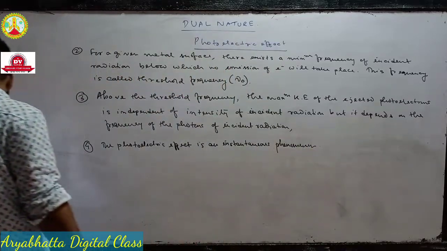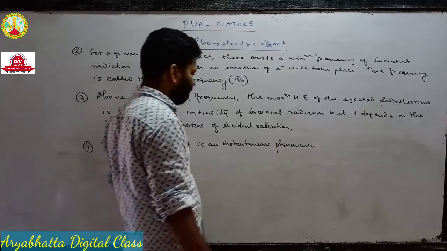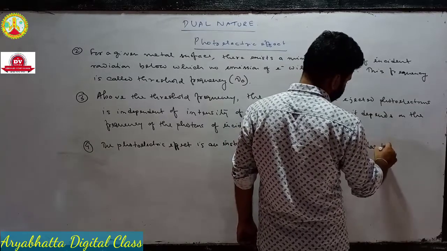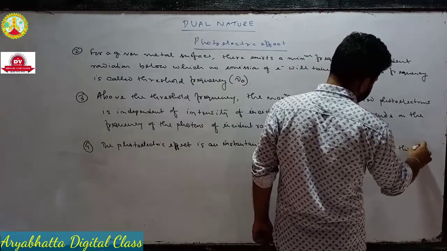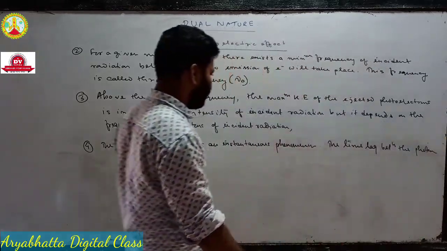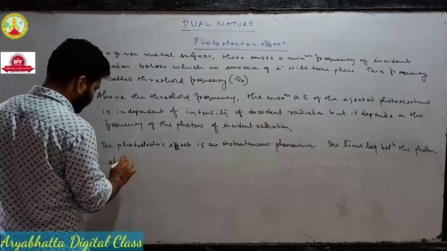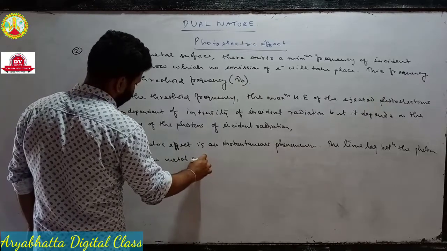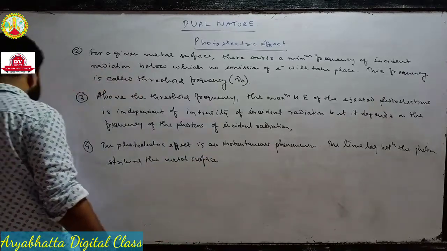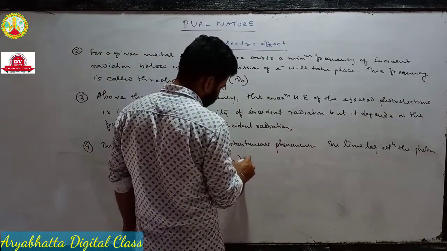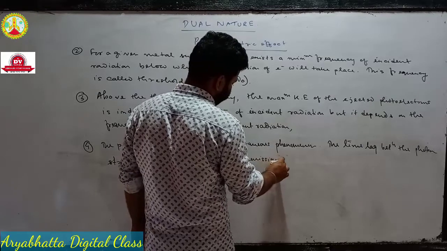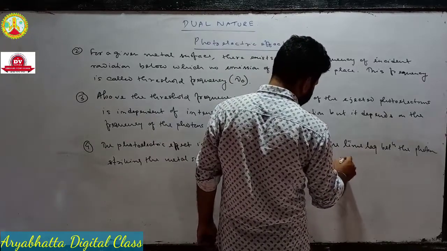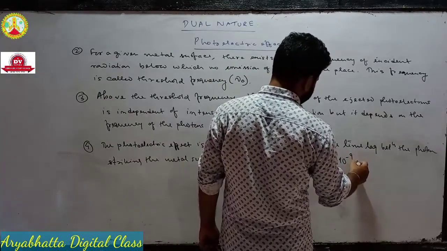ठीक है, the time lag between the photon striking the metal surface and emission of photoelectron is 10 to the power minus 9 सेकेंड. देखो ये कितना कम है, 1 नैनोसेकेंड.